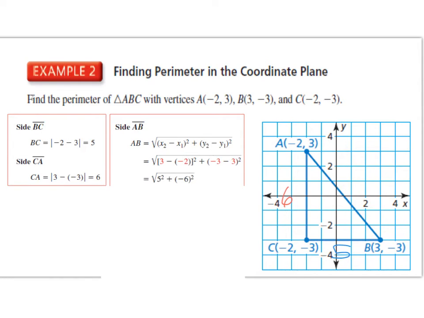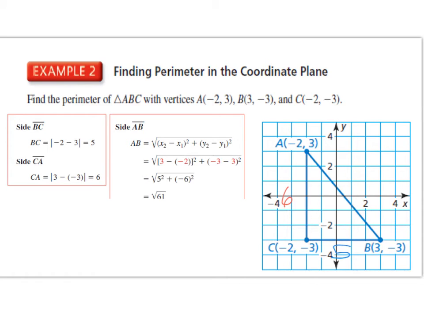So you should get 5 squared plus negative 6 squared. And no matter whether you're squaring a positive or a negative number, it doesn't matter, because all numbers will result in a positive product. So you should have gotten square root of 61.